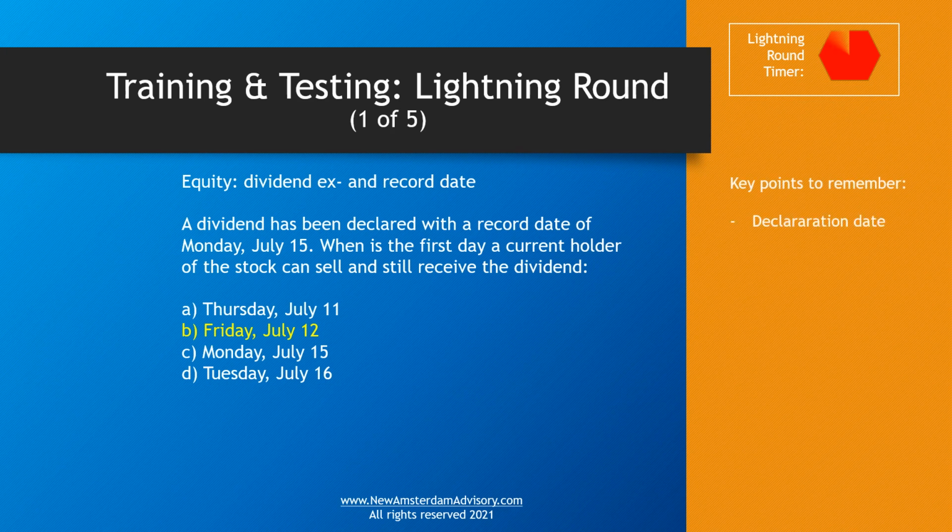Couple of quick points to remember: declaration date, X date, record date, and payment date. The first and the last are somewhat arbitrary. X date and record date are the ones that are relevant.